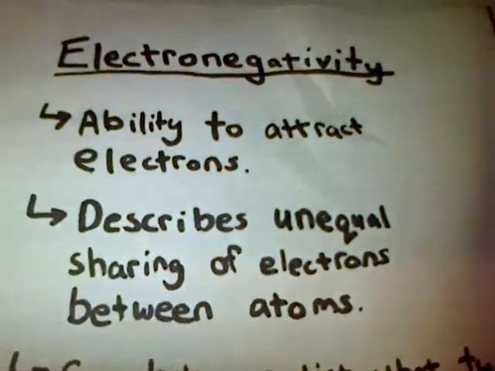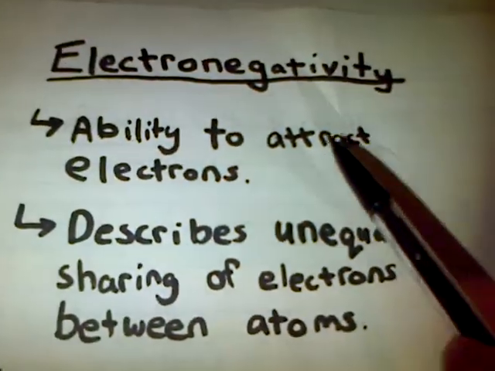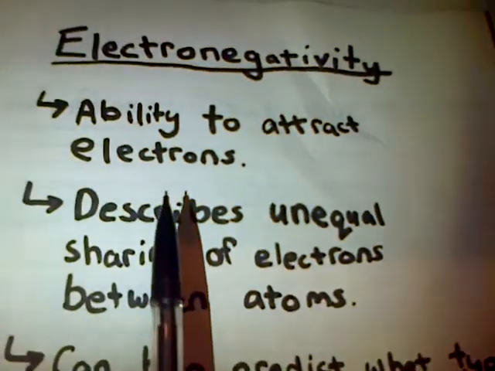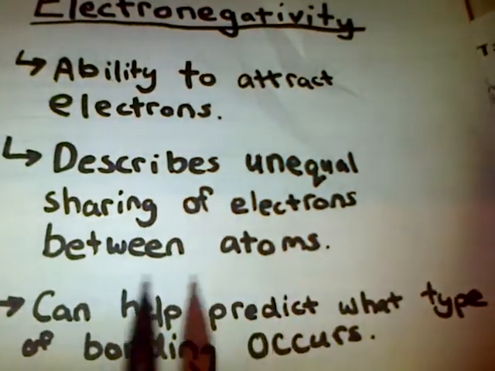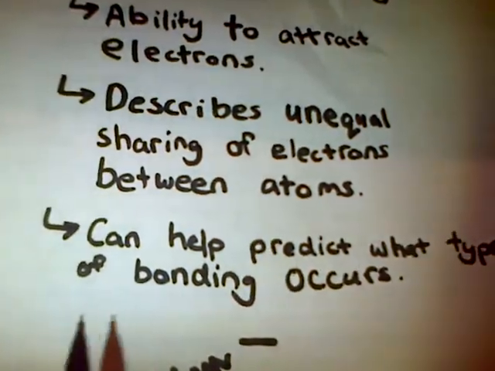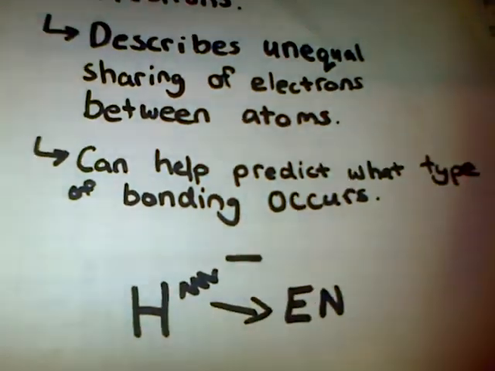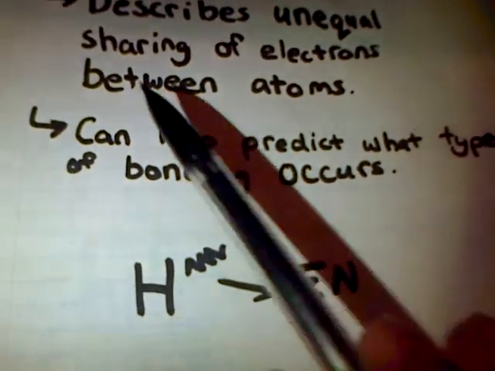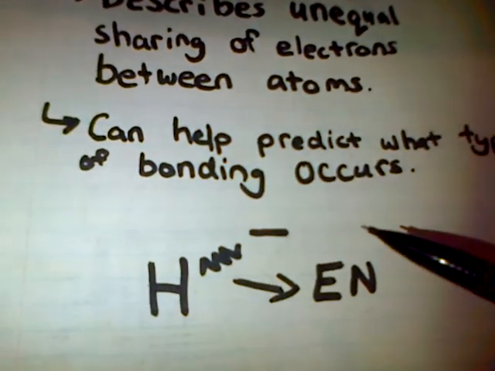Okay, so today we're going to talk about electronegativity. So basically, electronegativity is the ability to attract electrons. It describes unequal sharing of electrons between atoms, and it can help predict what type of bonding occurs. Okay, so I'm going to use hydrogen, but any atom attracts electrons.